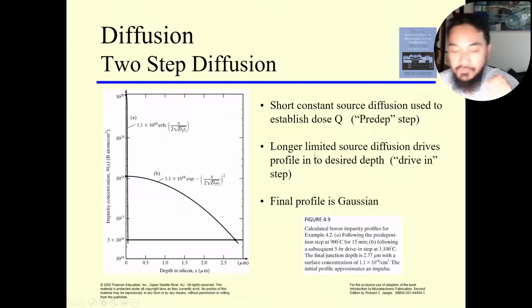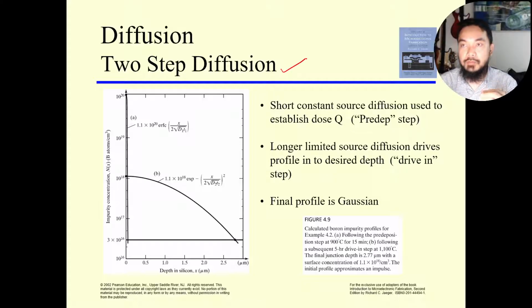Right. So let's go back to the beginning. Just now we looked at two types of diffusion model: constant source diffusion and limited source diffusion. Similar to thermal oxidation, whereby you have dry oxidation and wet oxidation, in order to produce a thick and high quality thermal oxide, you combine the two processes, right? Similarly, here also we can combine the two processes in what we call the two-step diffusion.